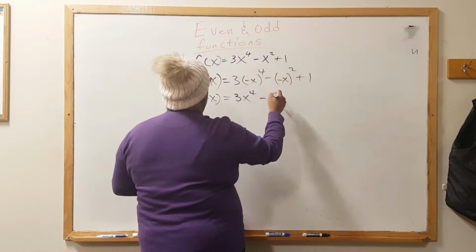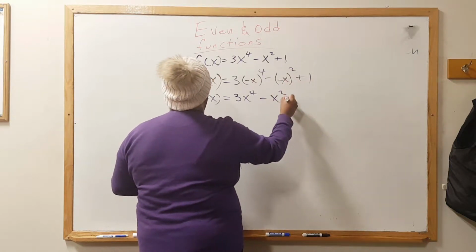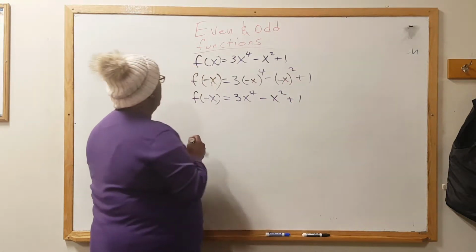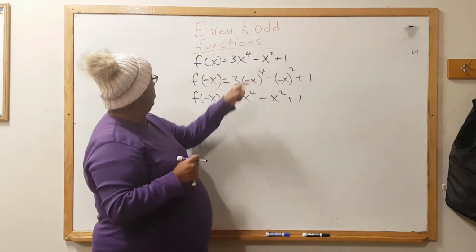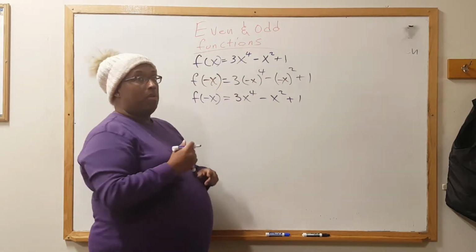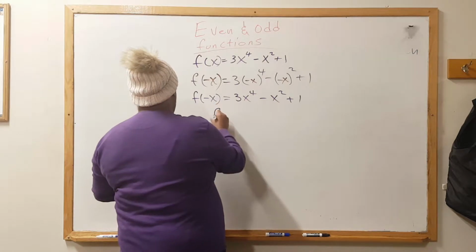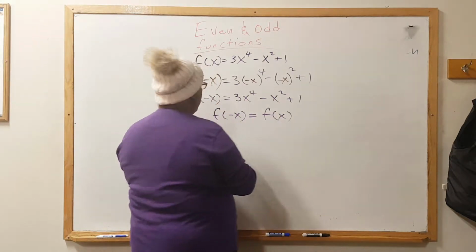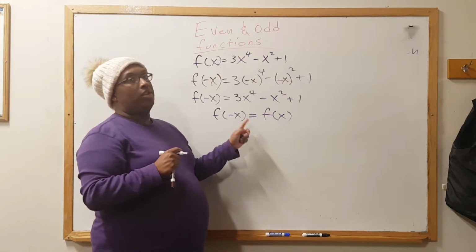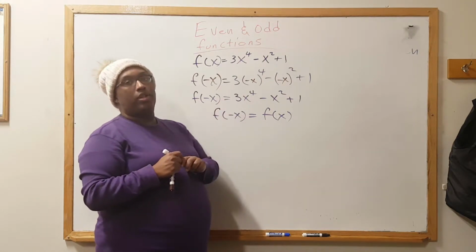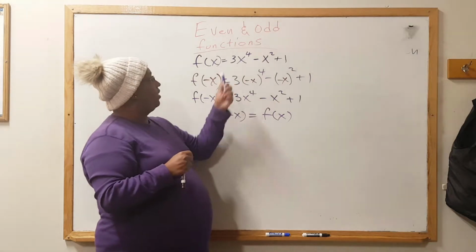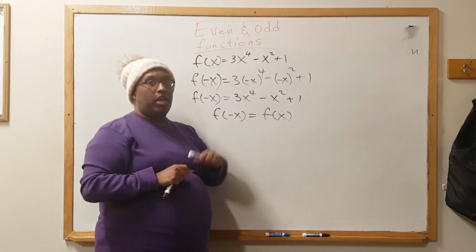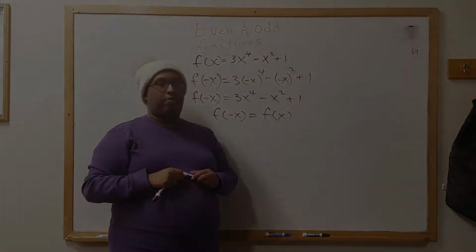Negative to an even power becomes positive, so this is x squared plus 1, which is identical to the original problem. Therefore, we're saying f of negative x equals f of x, which means this is an even function. So this example is an even function. I'll be right back with another example.